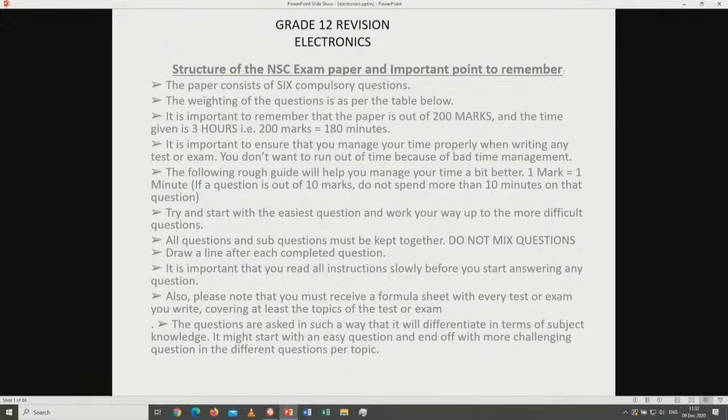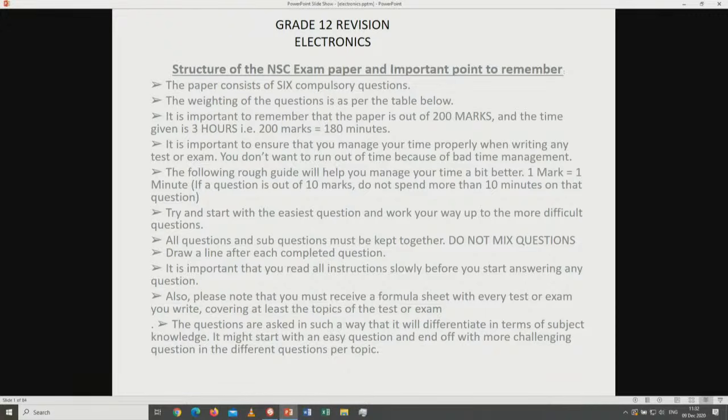Our question paper normally consists of 5 questions. The first question is Occupational Health and Safety, which will be 8 marks of the question paper of 200 marks. Then the second question is RLC, which is normally 42 marks. Then the third question is Semiconductor Devices, which normally is 38 marks.